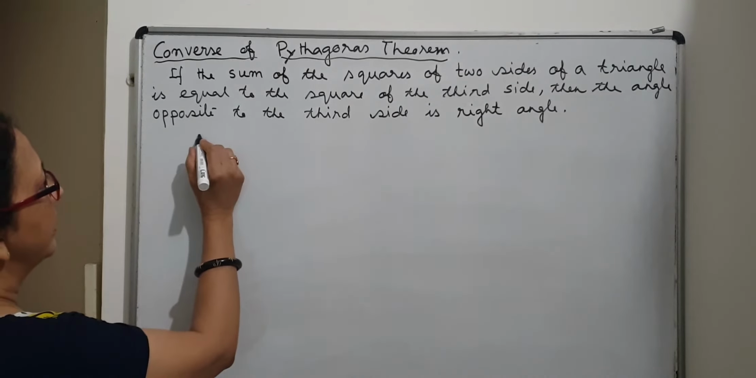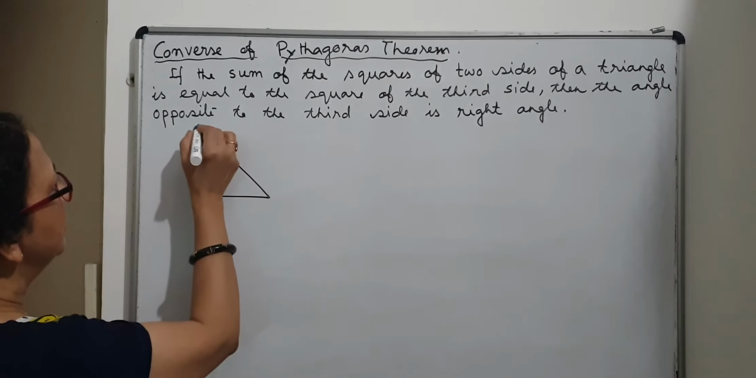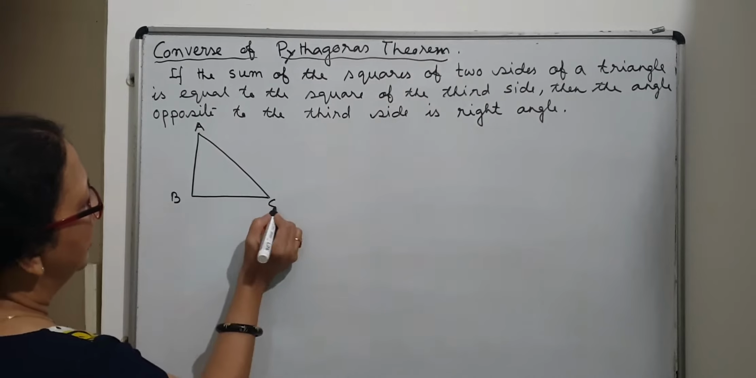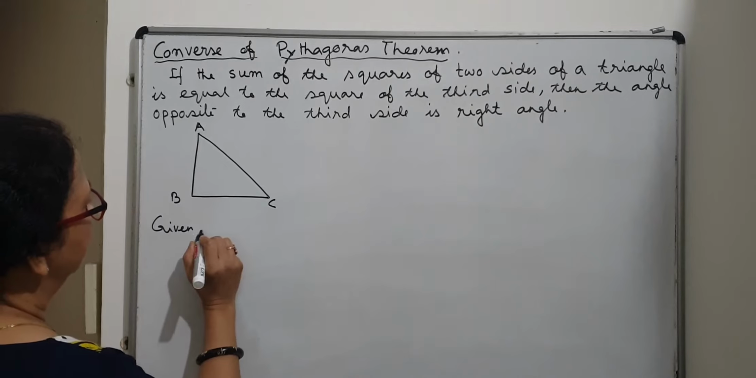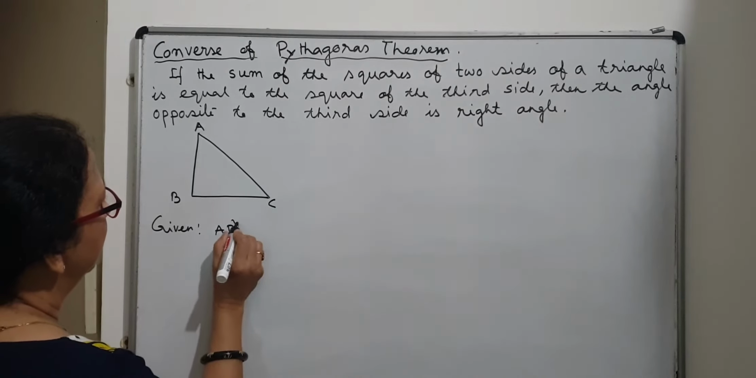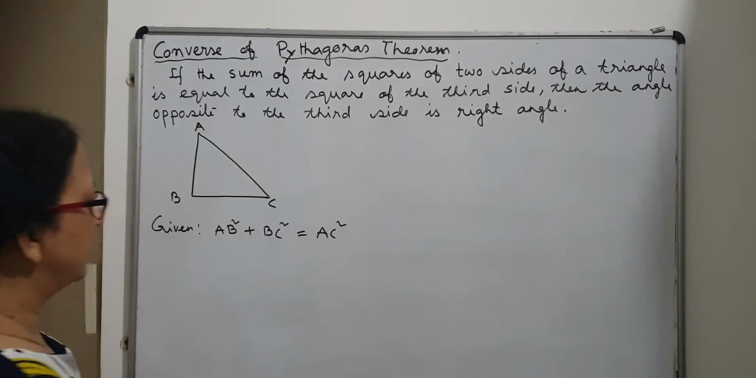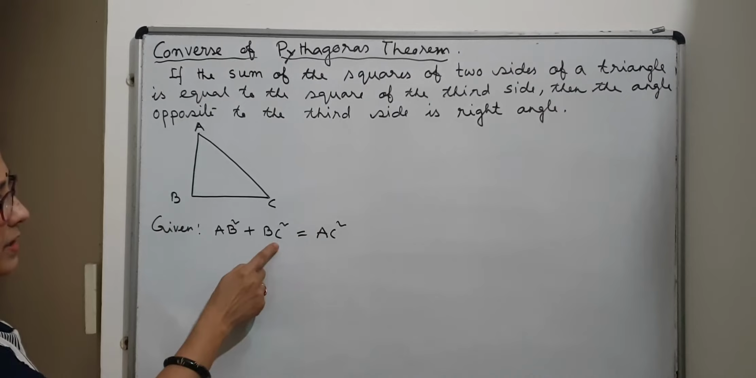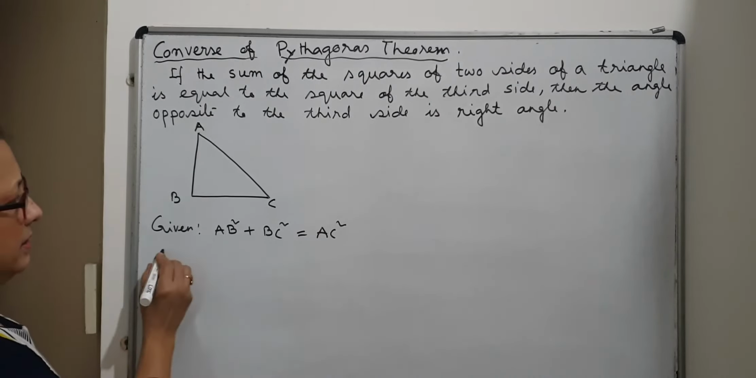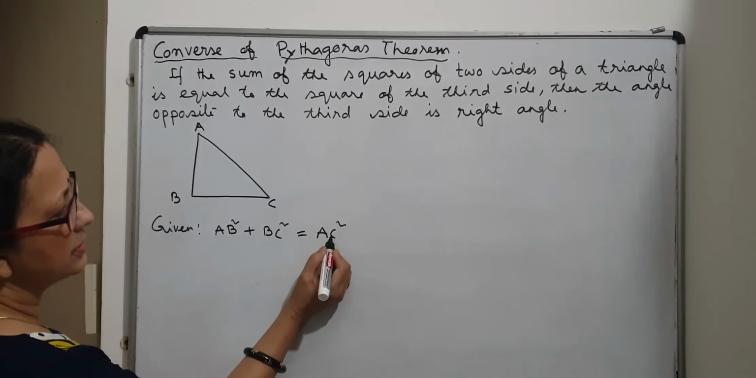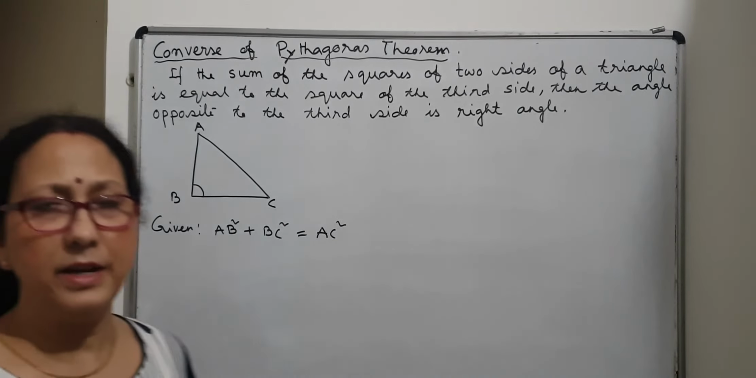So let me take any triangle, say ABC. I have taken a triangle ABC. Okay, it is given that AB square plus BC square is equal to AC square. That is, the sum of the squares of any two sides, here AB and BC, is equal to the square of the third side. Then the angle opposite to this third side AC, that is B, will be a right angle, that is 90 degrees.